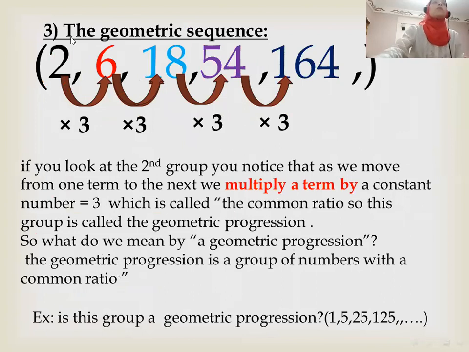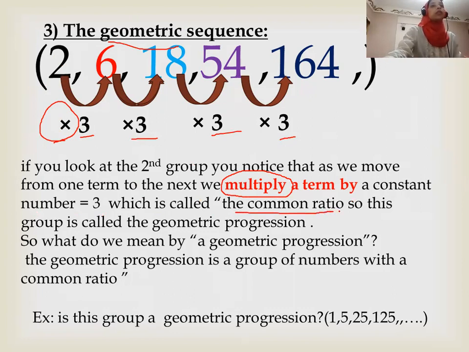Well done. Let's move to the third concept, which is geometric sequence or progression. If you look at the second group here, you will notice that as we move from one number to the next, we multiply each term by a fixed number. So in the geometric progression, do you add or multiply? You multiply by a constant number, which is called the common ratio.